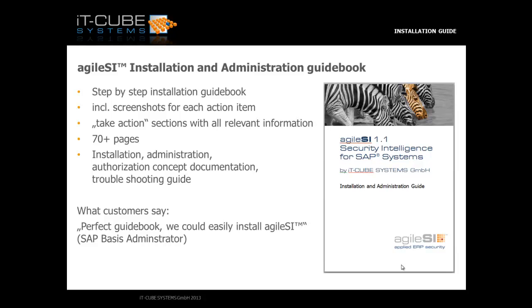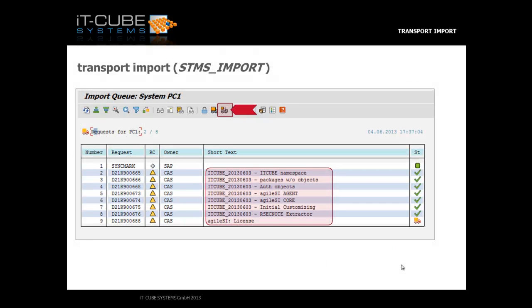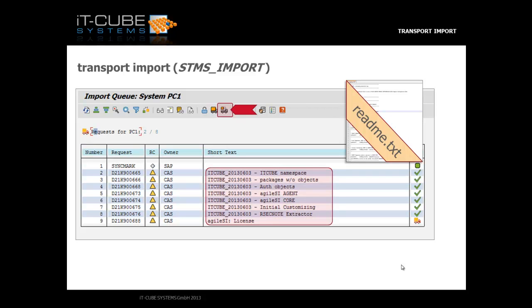The following will deal with the import of transports and the necessary steps on the SAP system. In transaction STMS IMPORT, agileSI transports will be imported into, or deployed on, the SAP system. Please refer to the installation README text file for installation sequence and request numbers.